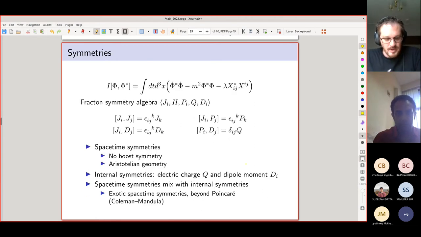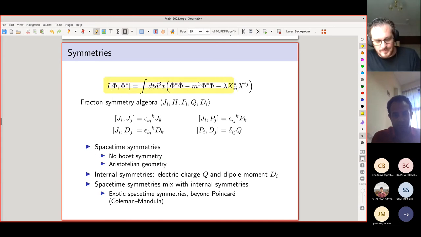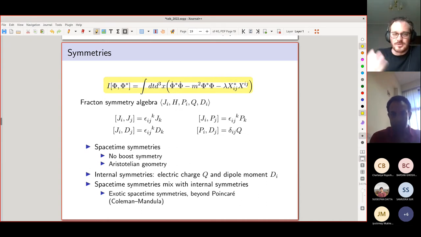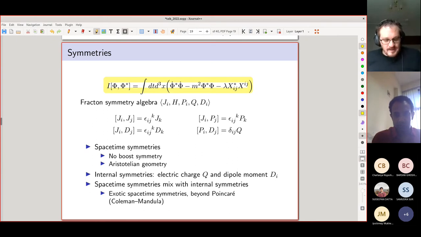But let me now focus on this interacting theory. And let me tell you a little bit about one of the things that is very often useful to understand right from the start: what are the symmetries of your theory. There are two kinds of symmetries, if you like to think about it: the space-time symmetries and the internal symmetries.